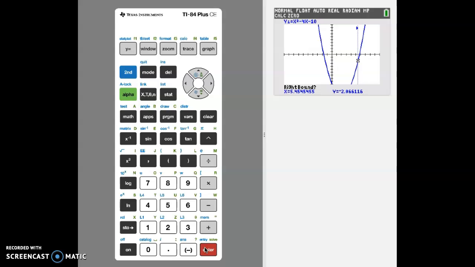And then I hit enter, right bound. So I go over to the right and I hit enter and take a guess. So I'm going to hit the left arrow one time and hit enter, and then it gives me my exact value of that x-intercept. Okay, so those are my 2 values.